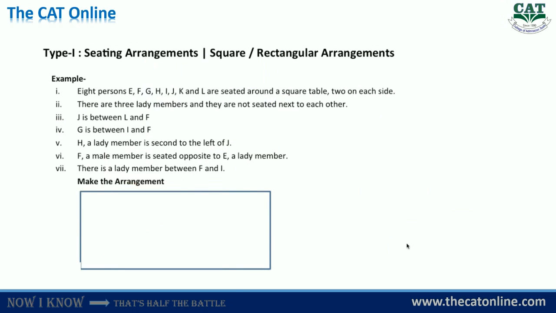Let's try another question. This time with a rectangular sitting arrangement. This is a skeleton given to you. There are 8 people again sitting around a table. Okay, so this is again a square table, not a rectangular one, my bad. So there are 2 people sitting across on each side. There are 3 lady members. They are not next to each other, and another information is given to you. So we'll do the same task once again. You pause this video over here, solve this question, and then look at the solution by resuming this video.